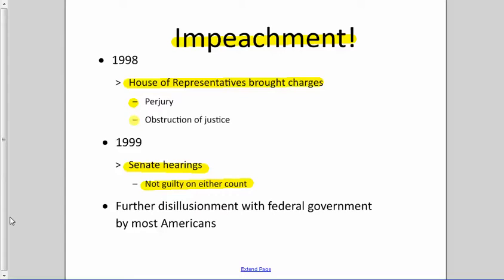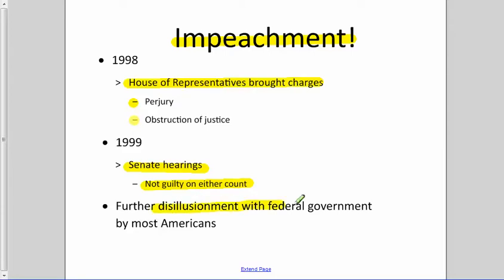So this impeachment happened, and we have only had 2 presidents who have been impeached. Nixon was threatened with impeachment but resigned. And the other one is Andrew Johnson after the Civil War. So 2 presidents, 20 years apart, both being impeached or threatened with impeachment.